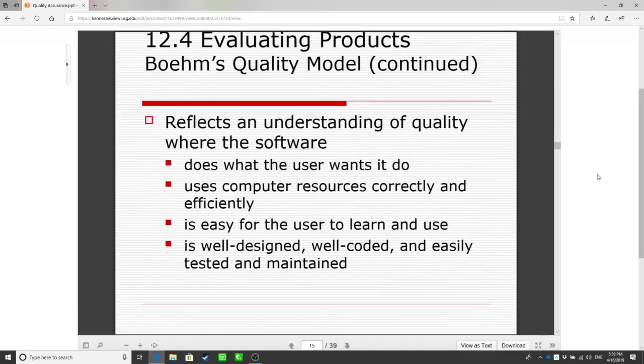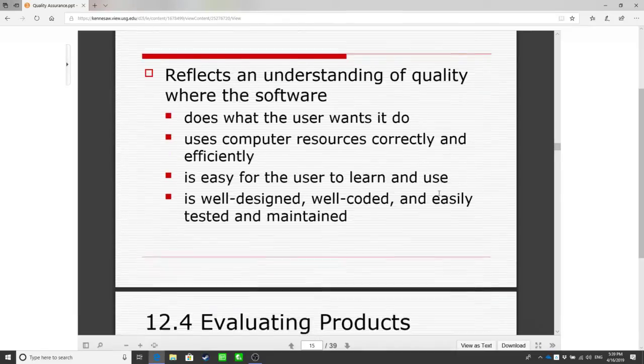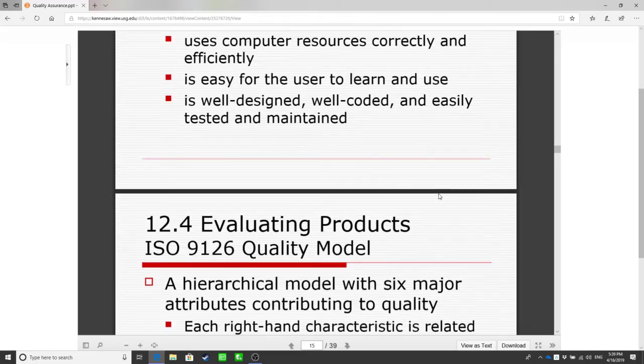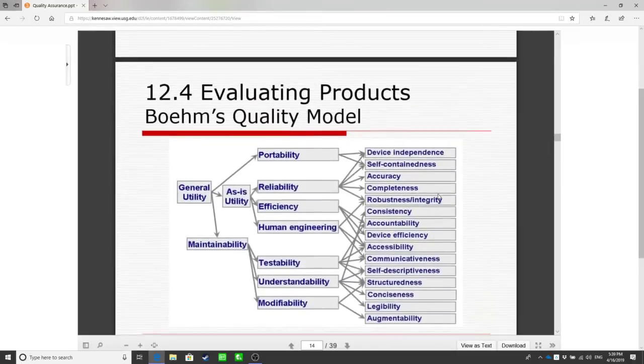And this model reflects an understanding of quality where the software does what the user wants it to do. Does it do that? Does it use the computer resources correctly and efficiently? Is the software easy for the user to learn and use? Is it well designed, well coded, and easily tested and maintained, right?